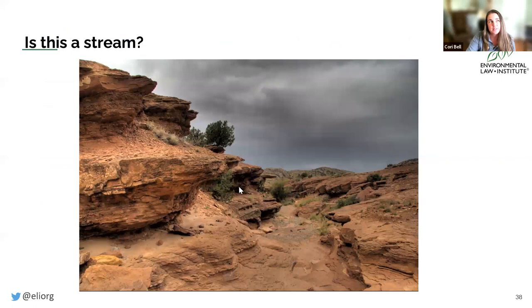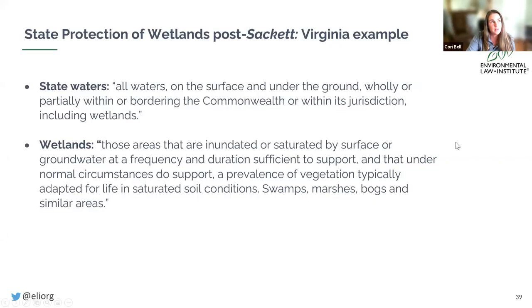Yeah, and I'll just say that as someone who worked on LA River issues for several years, it is a true river and you can kayak on it at times.